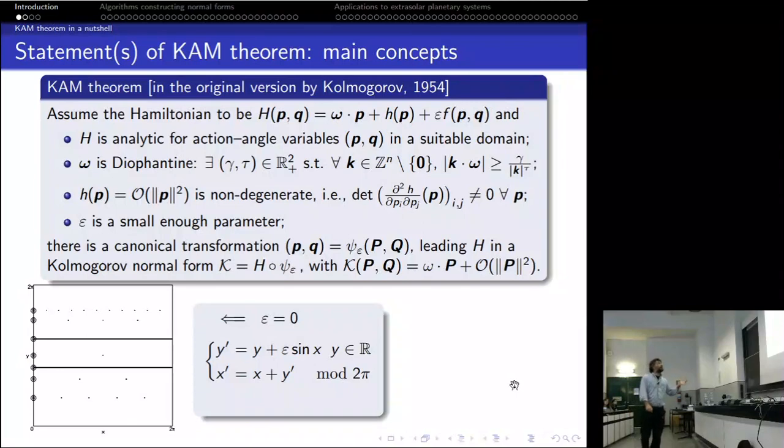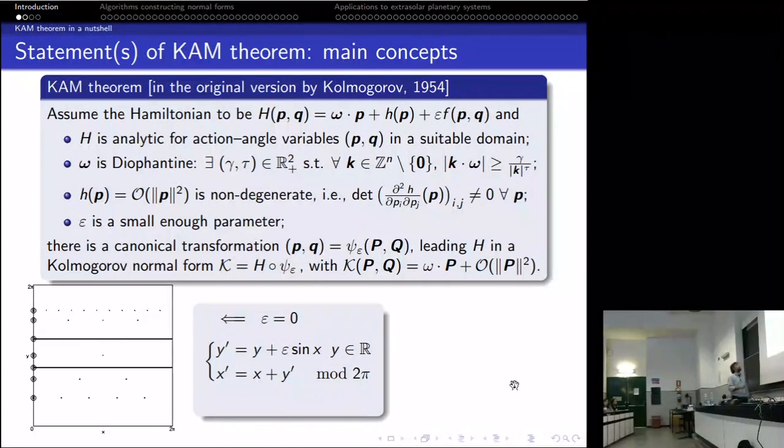In this case, you have a single canonical transformation that maps your original coordinates into other coordinates, so-called normalized, where you have the Hamiltonian in Kolmogorov normal form. It means that you have the linear part with respect to the actions that is similar to what you had before, and there you have no dependence on the angles. You have the dependence on the angles in the remainder that is at least quadratic with respect to the actions.